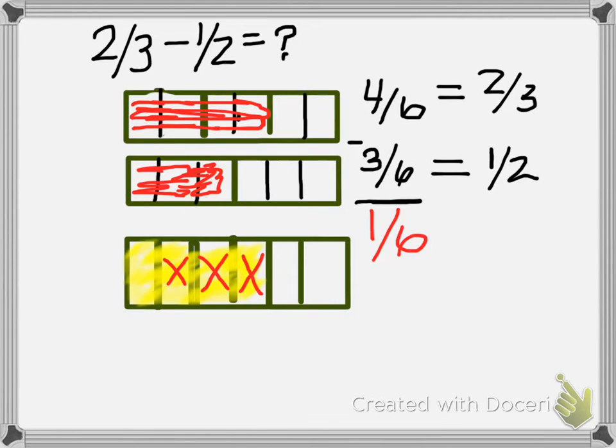Finally, I will create a new fraction bar and shade in 4 pieces. Then I will take away 3 pieces, which leaves me with a final answer of 1 piece. So my final answer is 1 out of 6, which is 1/6. I hope this helps you understand adding and subtracting fractions with unlike denominators.